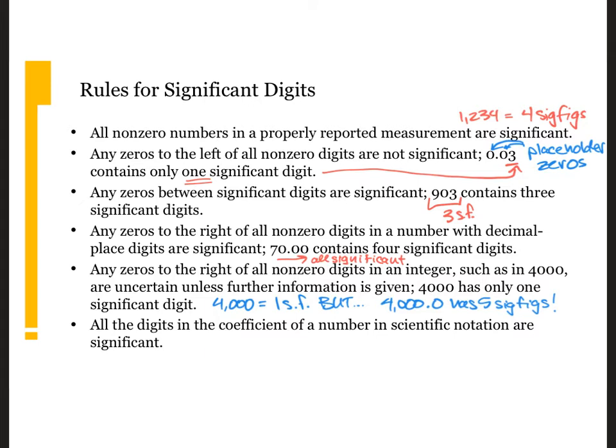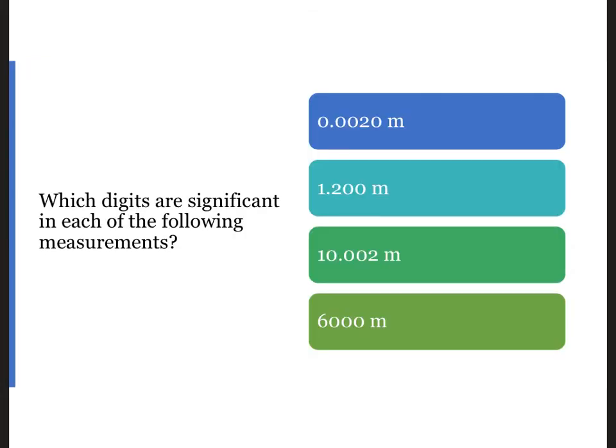All the digits in the coefficient of a number in scientific notation are significant. Let's practice these rules to make sure we understand them. Which of the digits are significant in the following measurements? Pause the video to work through each of these. If you didn't get the correct answers, go back to the rules on the previous slide to troubleshoot.